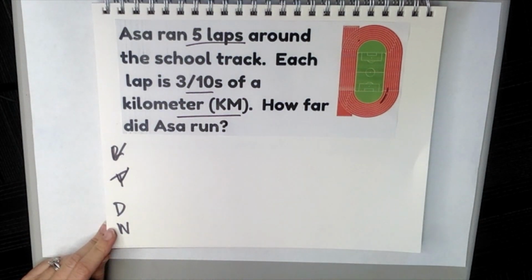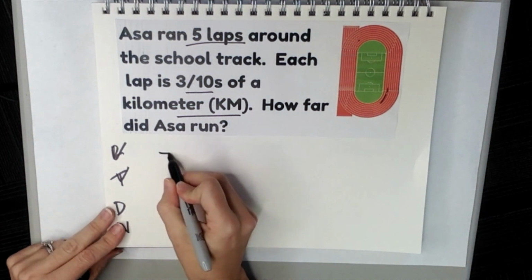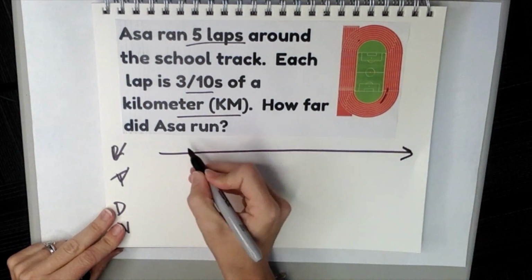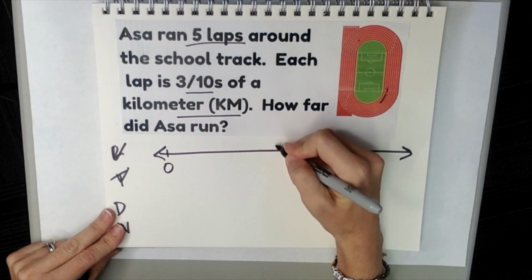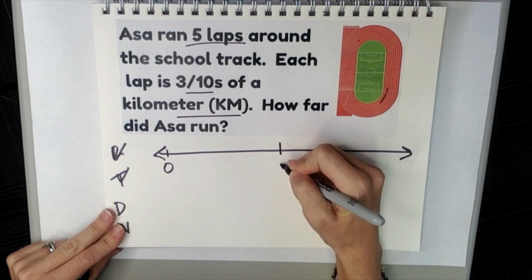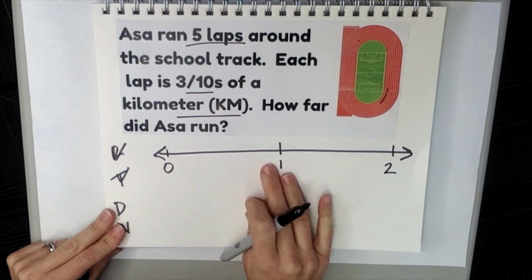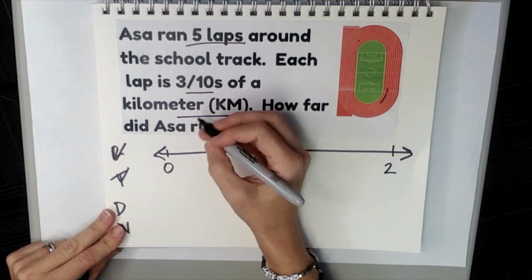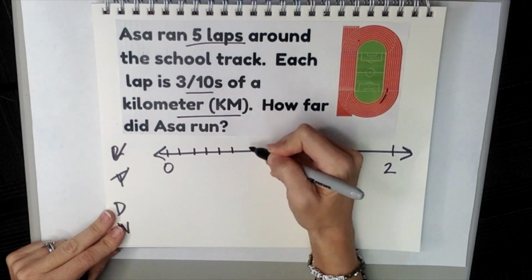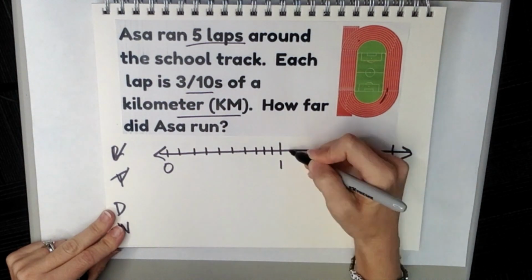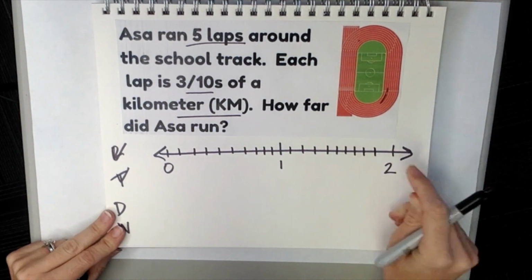Okay, so we could draw a number line, we could draw a bar model. I'm going to do a number line. So we have 0 and 1 and 2. So I'm going to break this down into 10 parts. So we have 1, 2, 3, 4, 5, 6, 7, 8, 9, 10. 1, 2, 3, 4, 5, 6, 7, 8, 9, 10.